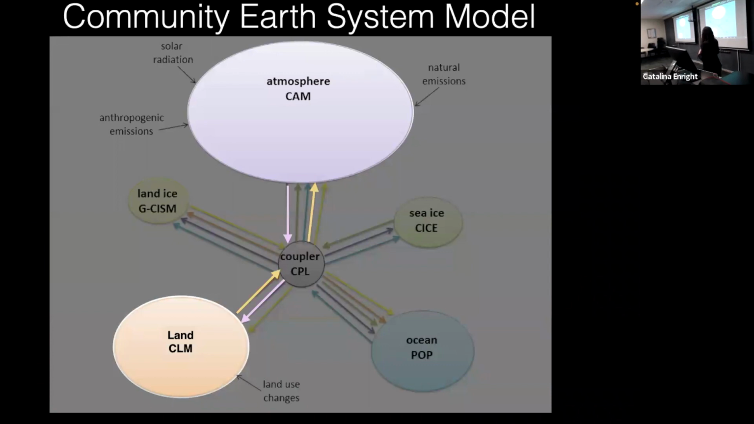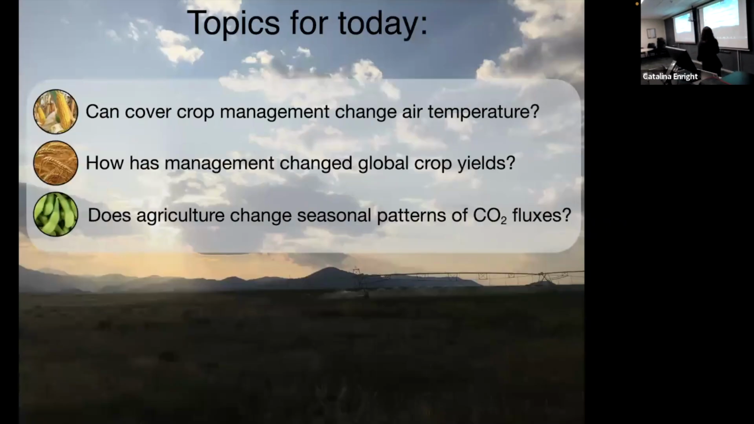And most of the work that I will present is going to couple just the land and the atmosphere components of this model. So you're going to connect the land, perturb the land, see how it changes the atmosphere and atmospheric processes. So that's the broad scale overview. The topics that I will cover today will start with thinking about cover crops and whether cover crop management can change air temperature. Then I'll talk a little bit more in depth about the crop model that we use in the Community Land Model and how agricultural management has changed global crop yields. Then I'll end with thinking about how agriculture changes seasonal patterns of carbon dioxide fluxes.